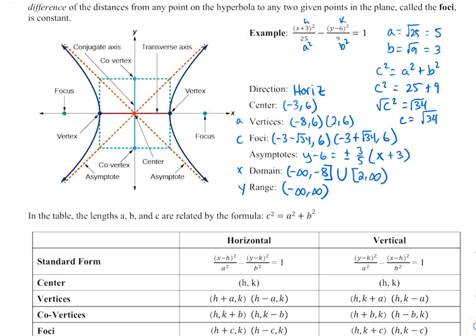Okay. And if you guys prefer the inequality notation, for the domain in this case, we would say that our x is less than or equal to -8 and, have to be an or. And it's an or because we don't have overlap. So, or we would say x is greater than or equal to 2. Okay. And then in this one, I can write all reals. Or you can use that R symbol, because that means the same thing as all reals.